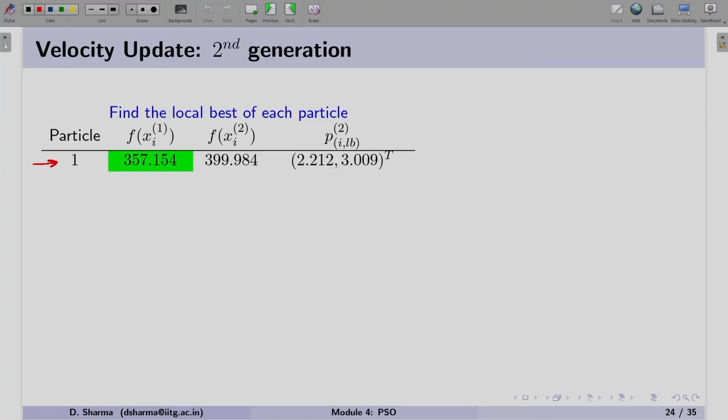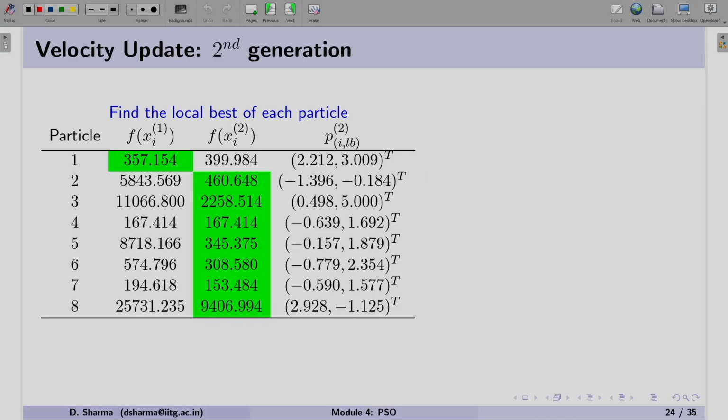Let us see how we have updated the local best. Looking at the table on the left hand side, for particle 1, which we discussed in the previous slide, we compared the fitness and the green color shows that the previous position was better, so the local best remains the same. For particle number 2, the green portion shows that the updated position has a better fitness, so the local best of the particle is updated here. Similarly, we compare the previous position and the current position of all of the particles.